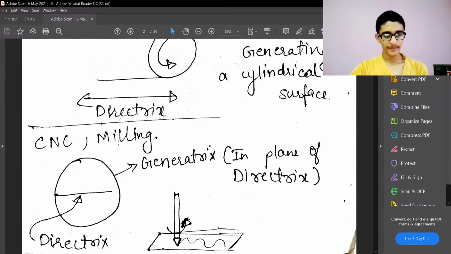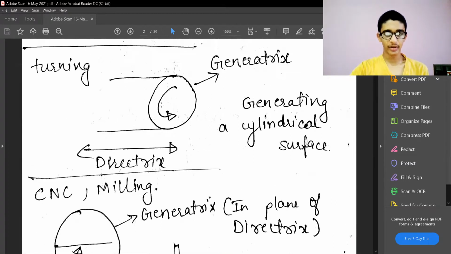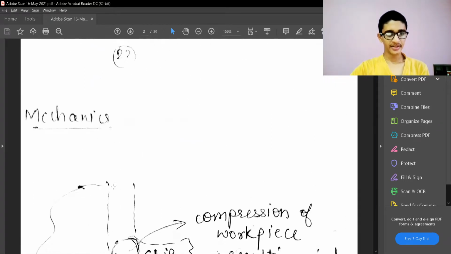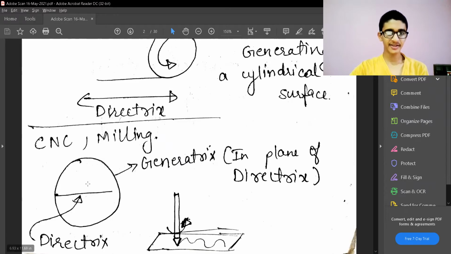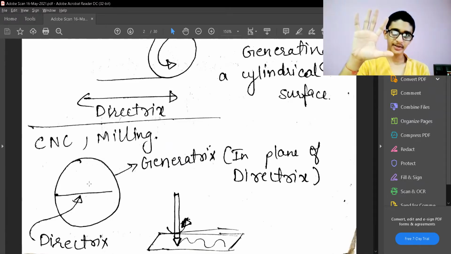In a CNC milling machine, my directrix is in the plane of my generatrix itself. Here the generatrix circle is over here, and my directrix is aligned like this. So I have a circle like this, and my directrix is in the plane of the generatrix. That means I'm going to remove the material from that plane, along some path. That's milling. Different combinations of generatrix and directrix will result in different kinds of surfaces which we can make.